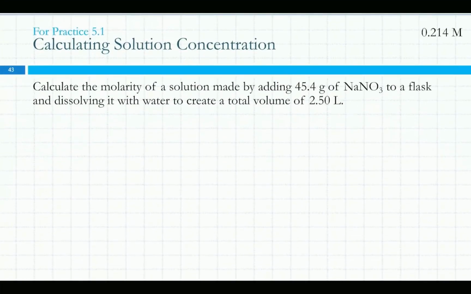We'll do some more of these. All right, so calculate the molarity of a solution made by adding 45.4 grams of NaNO3, sodium nitrate, to a flask and dissolving it with water to create a total volume of 2.5 liters. So this is calculate the molarity. What is molarity? Moles per liter. So we want to know moles per liter. It's always moles per 1 liter. In this case, it's going to be moles of NaNO3 per 1 liter of solution.